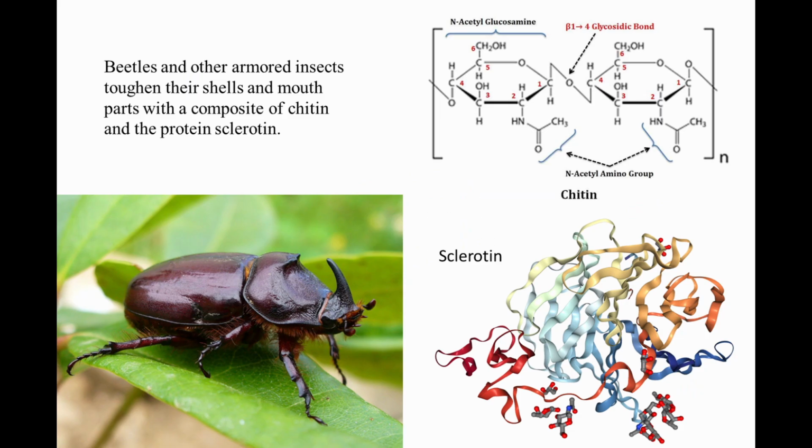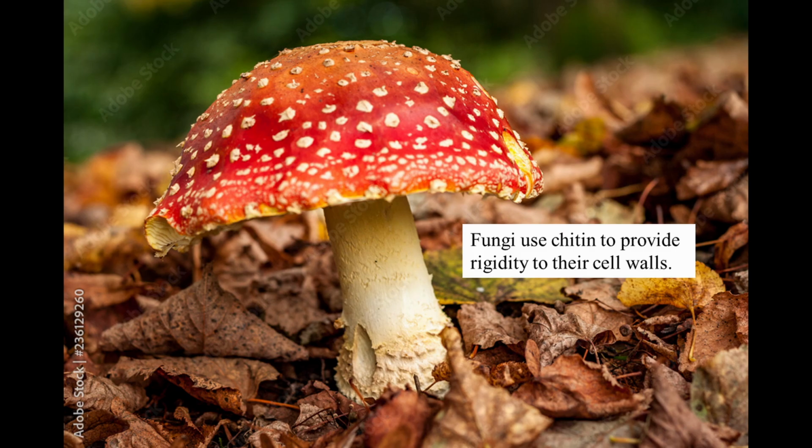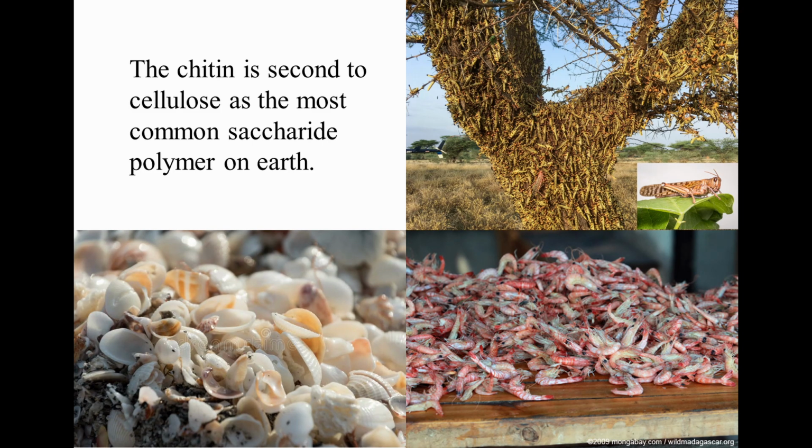Beetles and other armored insects toughen their shells and mouth parts with a composite of chitin and the protein sclerotin. Chitin is also found in small amounts in sharks, fish, and amphibians. Fungi use chitin to provide rigidity to their cell walls. Chitin is second to cellulose as the most common saccharide polymer on Earth.